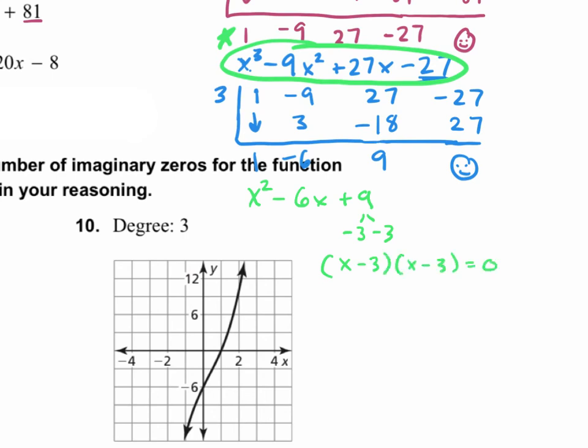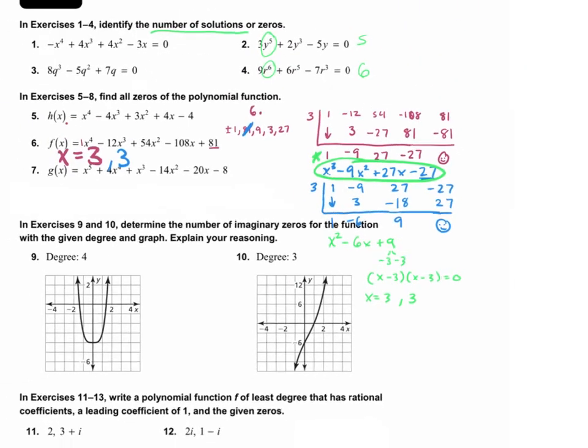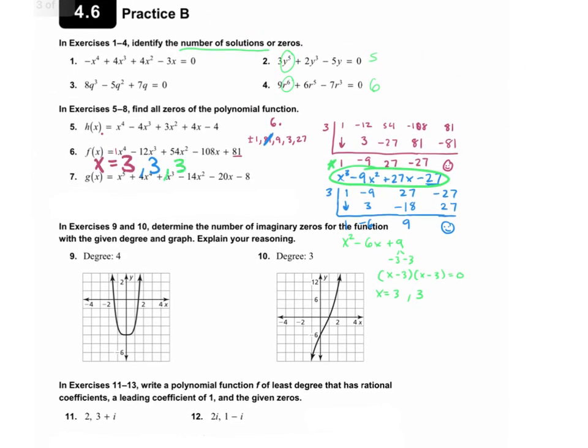So what would our factors be here? 3 and 3. So here, our two other factors would be 3 and 3. So technically here we only have one answer because it's all the same.